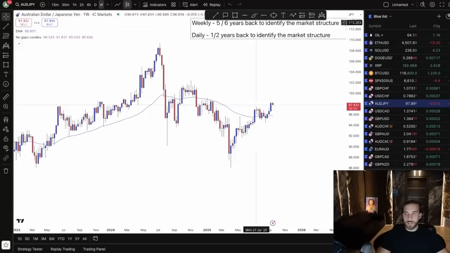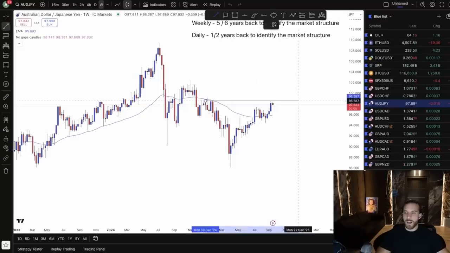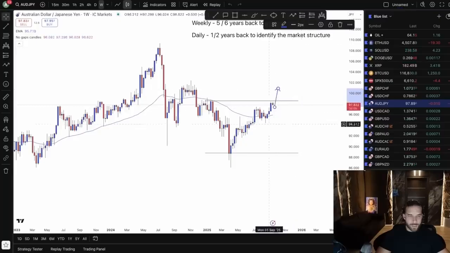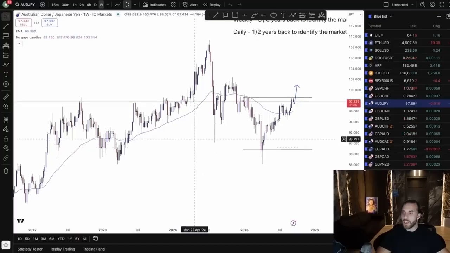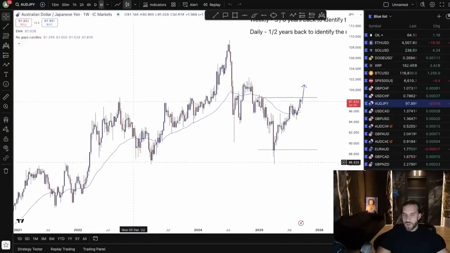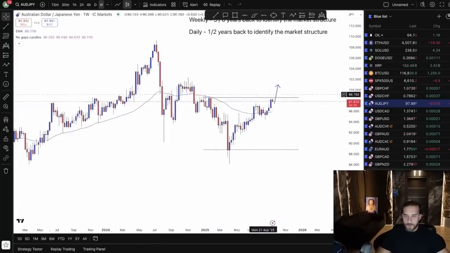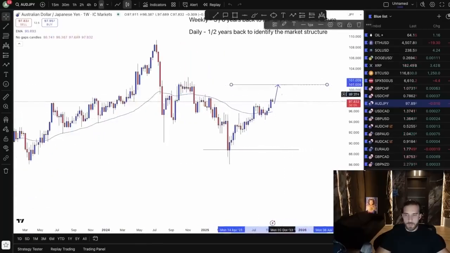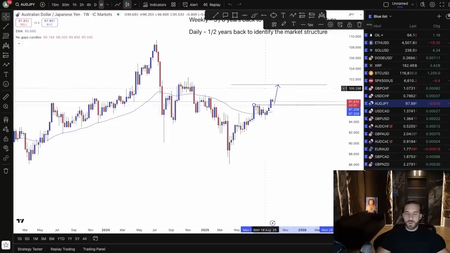Just for a random example, let's call this the higher high and let's call this the higher low. Once this market breaks this structure point, we don't have to go back 5 years again to determine if this market is indeed bullish or bearish. No, we just know if it breaks this structure point, this market will then be bullish. That will be the higher high, and then the higher low will be somewhere here. And then we don't ever have to go back and do it again.